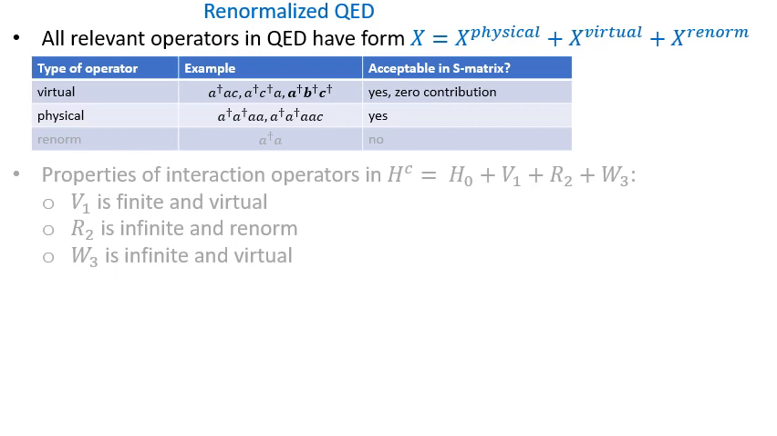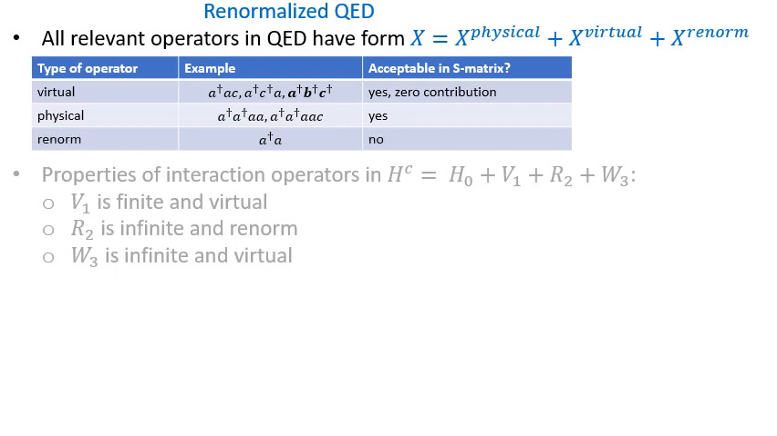Then there are physical operators. They are distinguished by the property of having at least two particle annihilation operators and at least two particle creation operators. They provide non-zero contributions to the S-matrix and describe real scattering events.